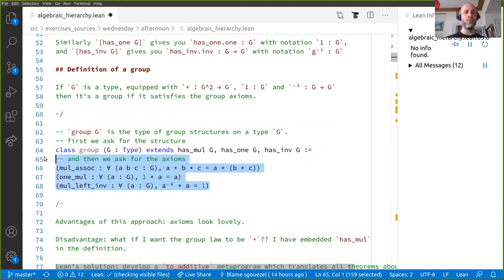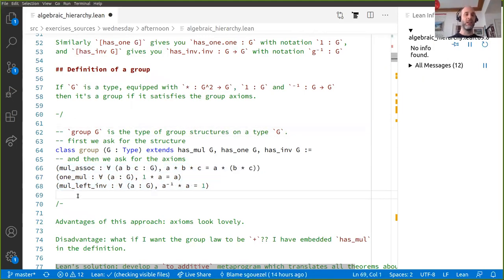If you watched Floris's lecture this morning, you saw a different definition of a group, where G was down here, and all of this stuff, G and the multiplication and the identity and the inverse, were all part of the class, whereas we've taken G out of the class. So we don't have a type called group where a term of type group is a group. What we've got here is G as a type, and group G is the type of group structures on G. So a term of type group G is a group structure on G, which will mean a multiplication, an identity, an inverse, and then these three axioms.